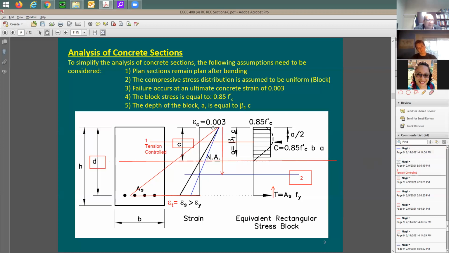Any answer on this? When the neutral axis goes down from this red line to case number 2, what happened to the strain in the steel? Strain in the steel is going to be going down. So this epsilon s is going to be going down in this case. When epsilon s goes down, it means the phi factor is going to get reduced.